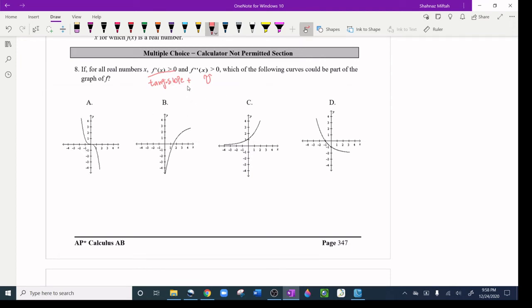So look for tangent slope positive. If I draw tangent lines here, they are all negative, so this one doesn't work. If I draw tangent lines here, they are all positive, and it's concave down, so this one doesn't work either, because I'm looking for concave up and positive tangent slopes. So if I draw here, these tangent lines are positive and it's concave up. If I draw tangent lines here, they are negative and concave up, so C is the answer.